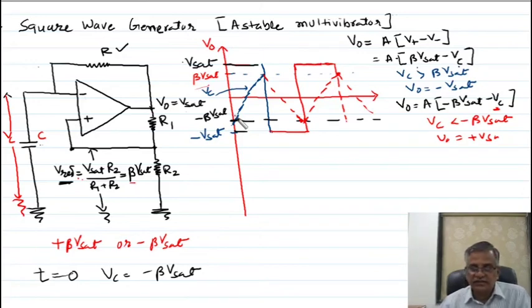The frequency of the square wave generated can be determined by finding the time required for the capacitor to charge from minus beta V set to the plus beta V set, or vice versa. So let us calculate this time T1. Let me write, this time is T1. This is your T1 time, and this is your T2 time. And T1 is equal to T2. We know this. So let us calculate this.